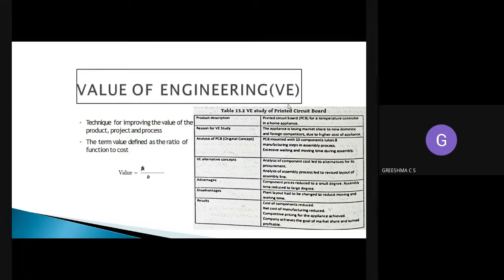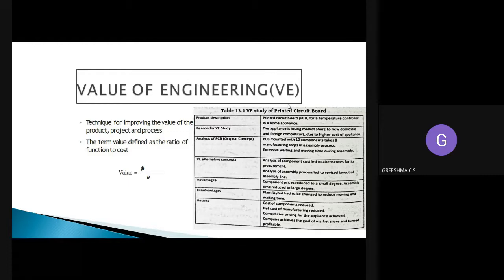Okay, so the PCB is made of 10 components, takes 8 manufacturing steps in the assembly process, with excessive waiting and moving time during assembly. Okay, so you will analyze the PCB. What is the PCB composed of? What is PCB, a printed circuit board? So what is it composed of? If you analyze the PCB, you will get the answer that it is composed of 10 components. Okay, PCB is having 10 components. 8 manufacturing steps are involved in the assembly process.